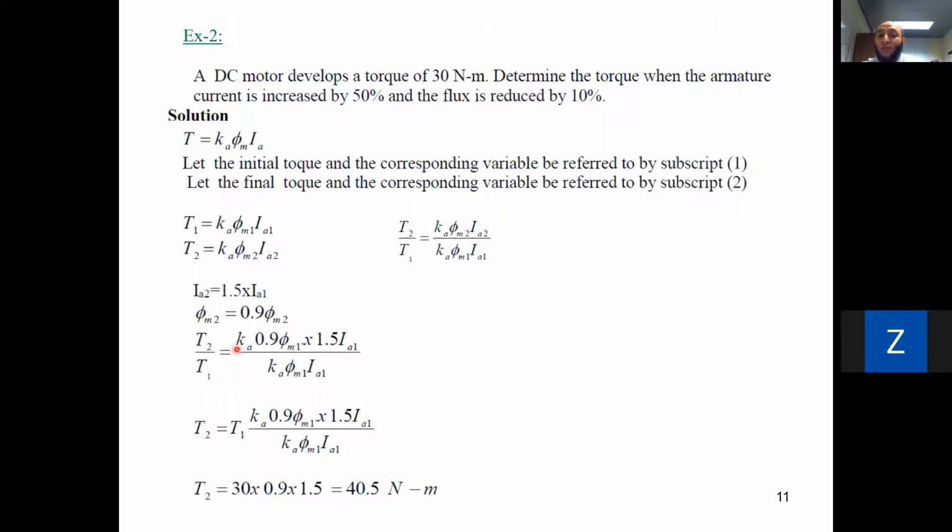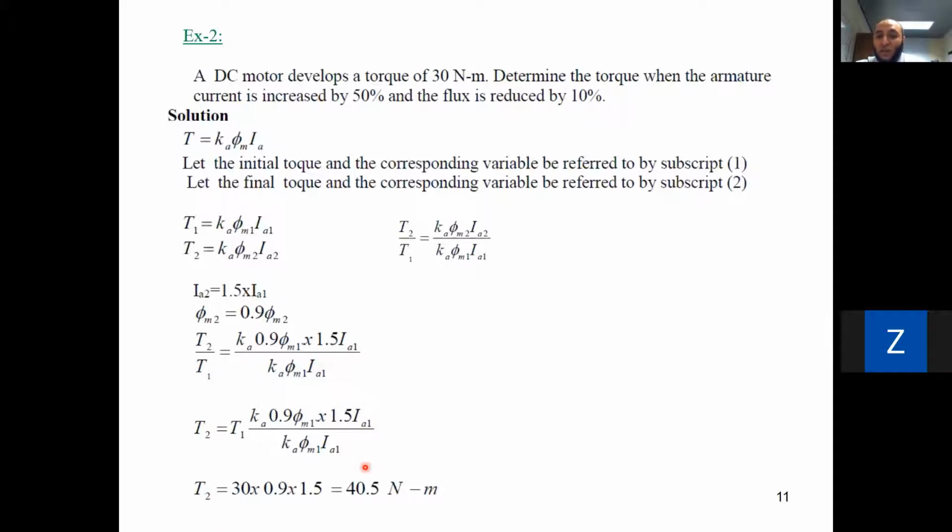So comparing the two cases together and get the values of phi2 and IA2. It's said here in the problem, the armature current will increase by 50% and the flux will be reduced by 10%. So we expect IA2 to be 1.5 of IA1 and phi2 to be 0.9 of phi1. So simply substitute in the relation to get the value of the second torque.